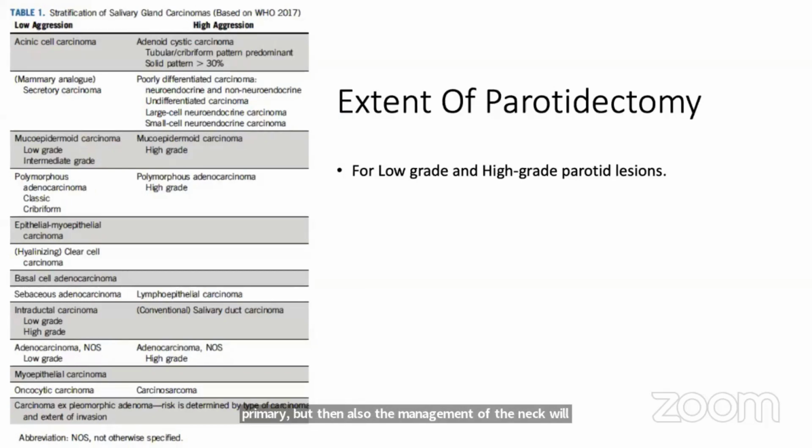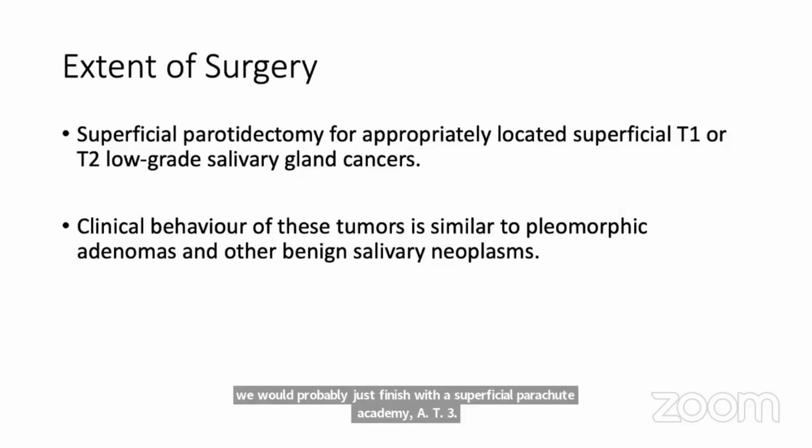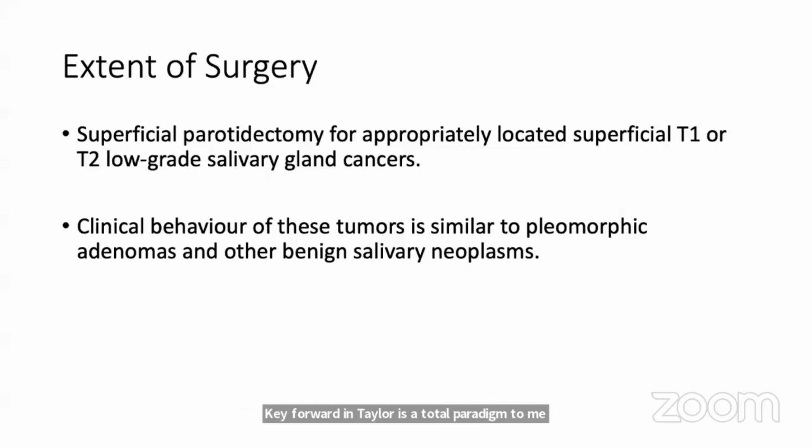So we'll come to the management of the neck a bit later. Now we'll just stick to the management of the parotid gland. One factor is the grade, the other is the T stage of the tumor. If it is a low grade T1, T2, we would probably just finish with a superficial parotidectomy. T3, T4 would many times entail a total parotidectomy, and high grade lesions would also probably entail a total parotidectomy. While doing a parotidectomy, the basic philosophy is the presence of the facial nerve.